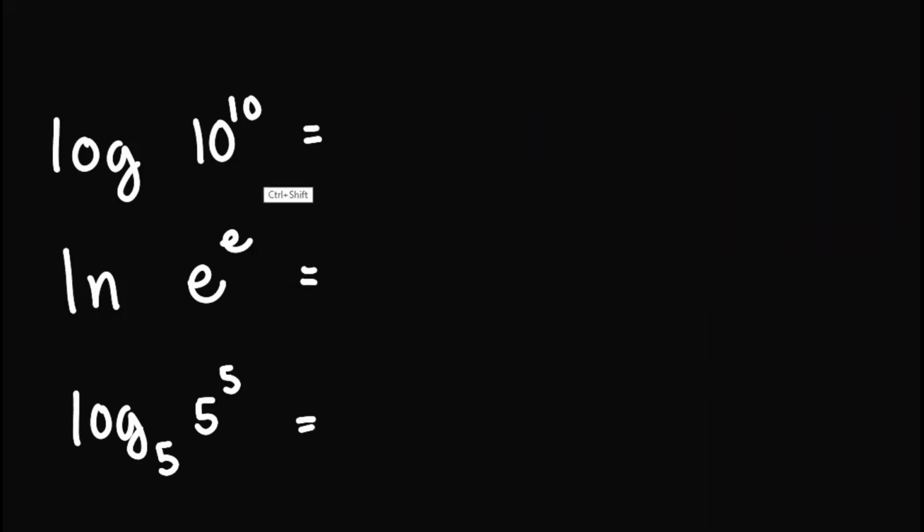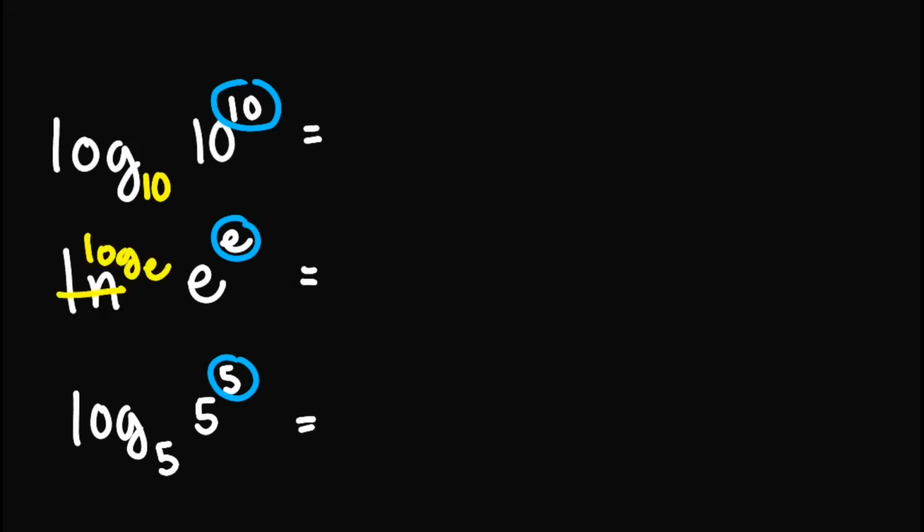Therefore, the outcome for these examples are simply the exponents out here. Since for the first one, we know that since the base is missing, this is simply 10. ln out here is simply logarithm with respect to base e. And on the last one, we've got the base 5 out here and 5 out here. Therefore, the outcome here is simply 10, e, and 5.